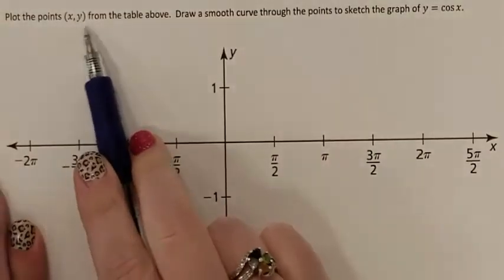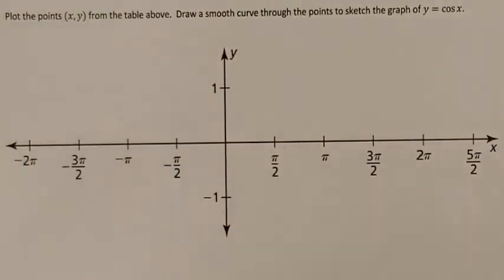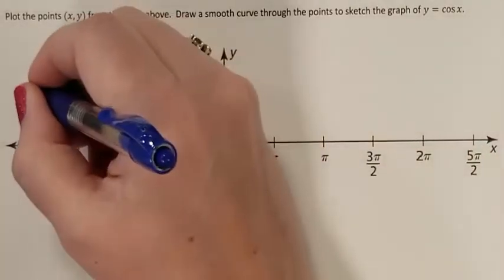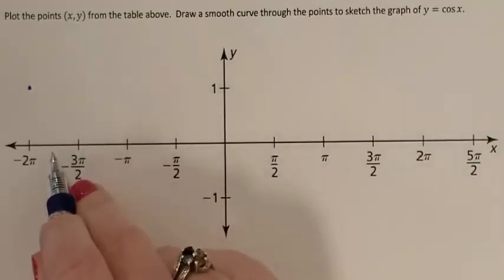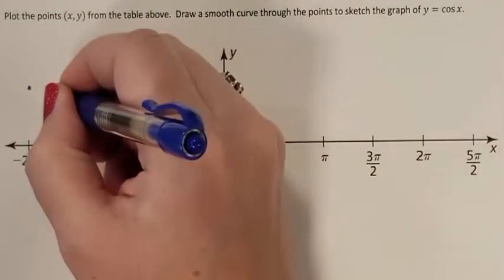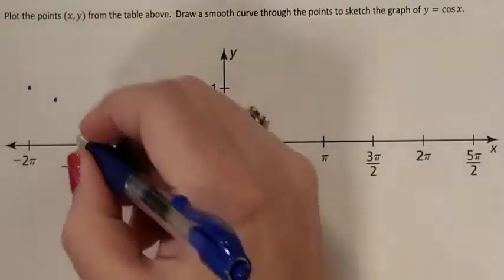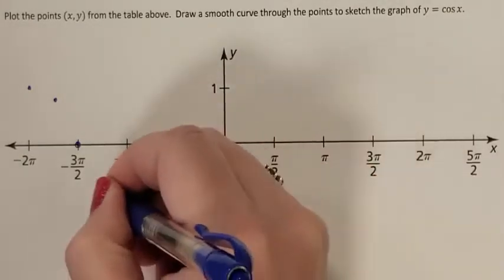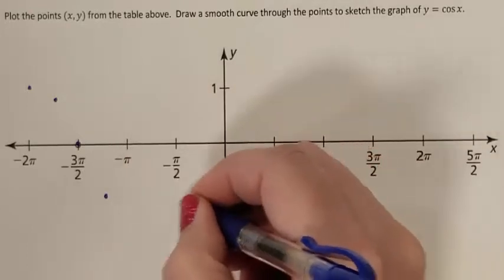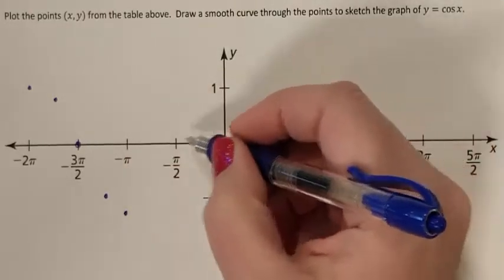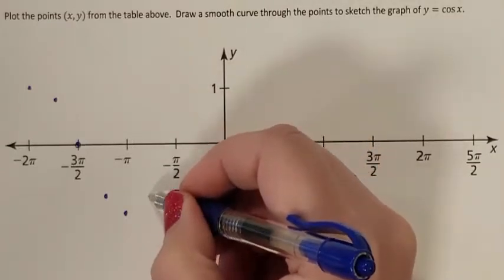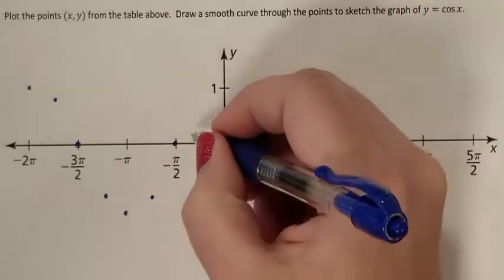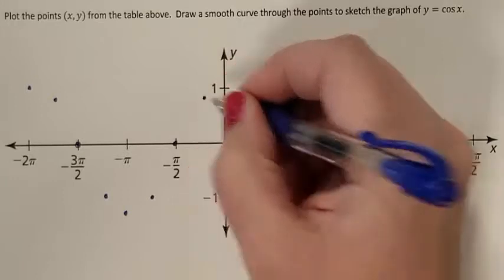So I'm being asked to plot the values of the table that we just figured out for cosine, for y equals cosine of x. So my first was negative 2 pi, positive 1. Negative 7 pi fourths was square root of 2 over 2. Negative 3 pi halves is 0. Negative 5 pi fourths is negative square root of 2 over 2. Negative pi is a negative 1. Negative 3 pi fourths is negative square root of 2 over 2. Negative pi halves is 0. Negative pi fourths is square root of 2 over 2.